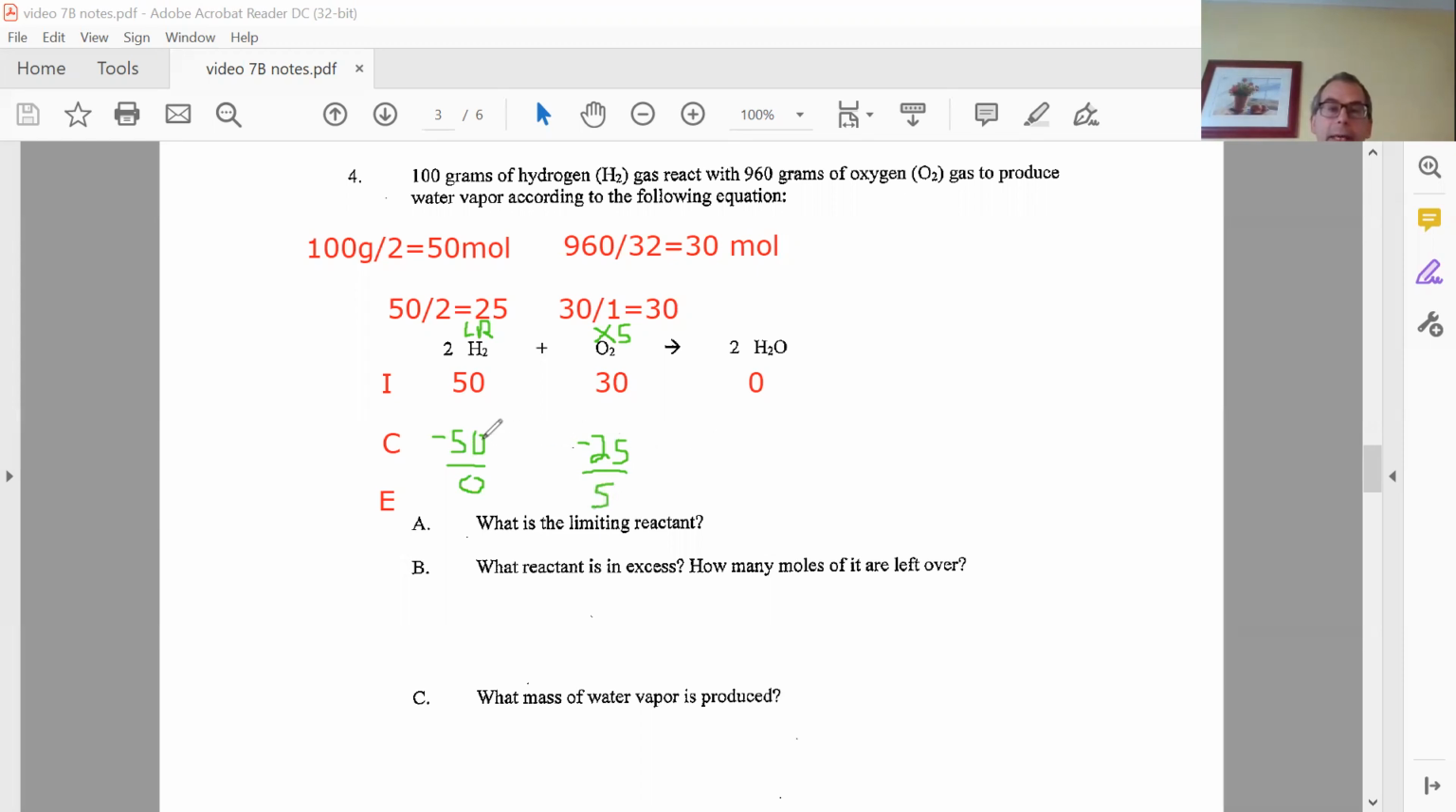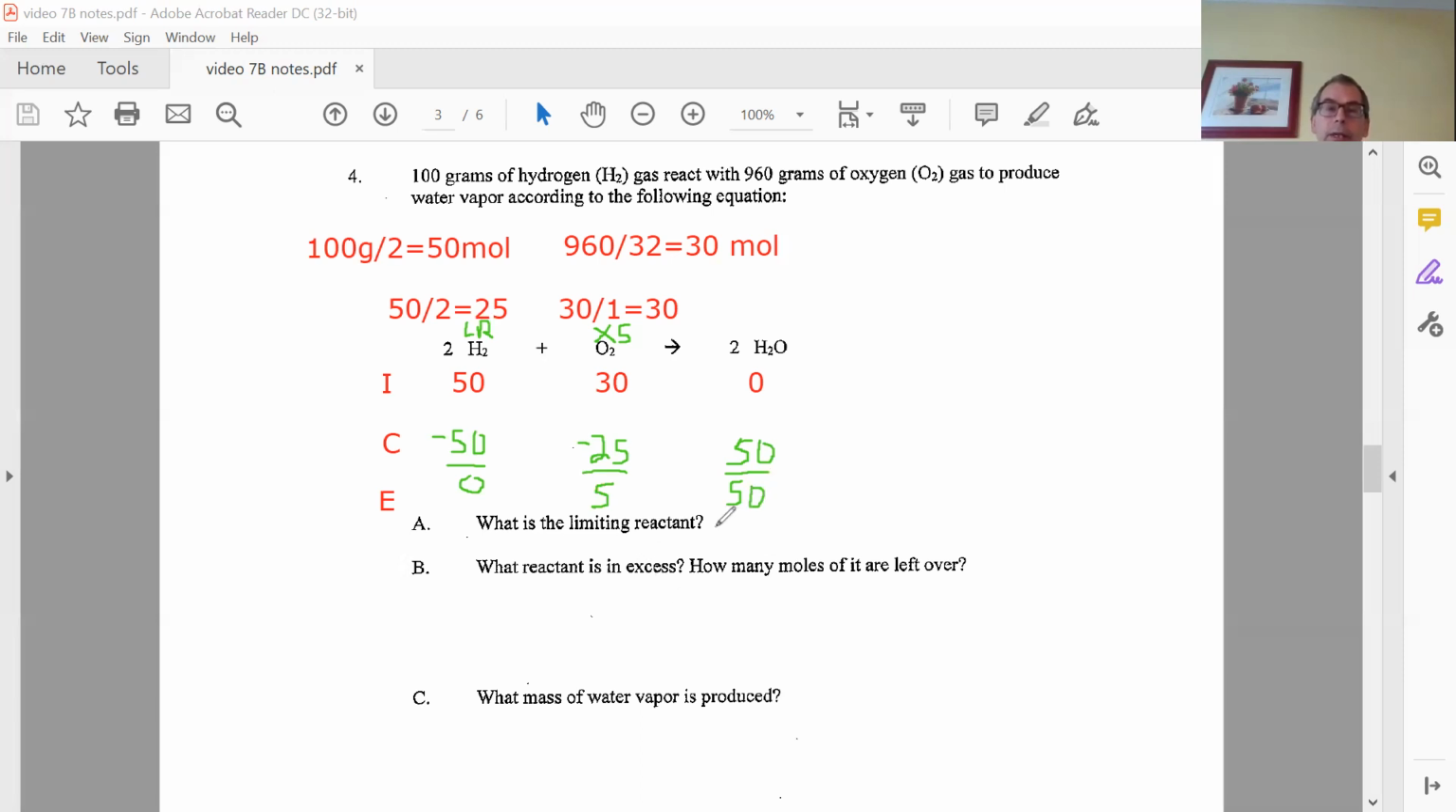And the last thing is notice it's a 2:1:2 ratio. So if 50 are used, 2:2 ratio, 50 of water are formed. So I'm going to say this is a 50, no negative sign because that's formed. So this would be the moles of water that are produced right here.